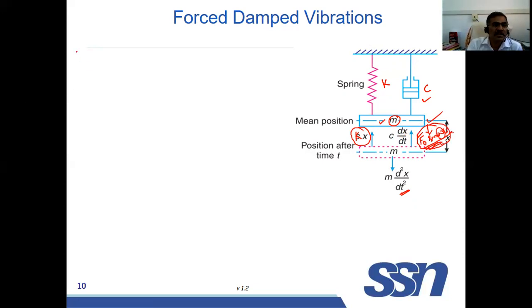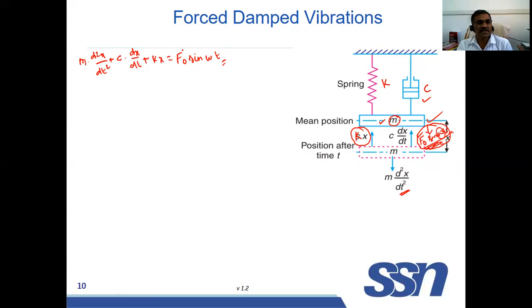So now the equation is m into d square x by dt square, the inertia force, plus the damping force, that is C into dx by dt. C is force per unit velocity, so we multiply with the velocity. Plus k into x is equal to the forcing function F naught into sine omega t. So this is the equation.